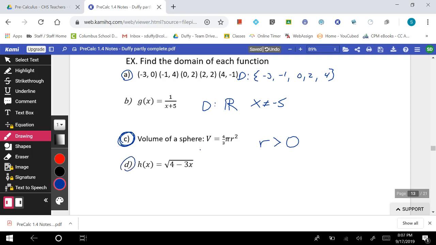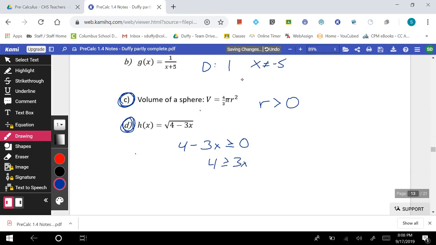And then last, for part D, we know that what's underneath has to be at least equal to 0 or greater than 0. It cannot be negative. So what you do is you set whatever is underneath, saying that it's equal to 0 or greater than 0, and then we're going to solve for x, solve the inequality. Well, if I move the -3x over, it becomes positive 3x. Divide by 3. I get x is less than or equal to 4/3. So that would be the domain.